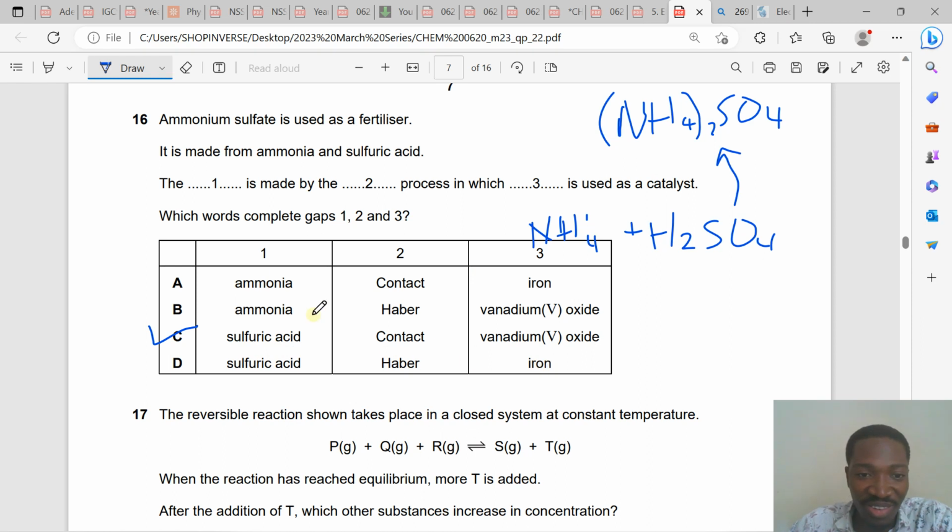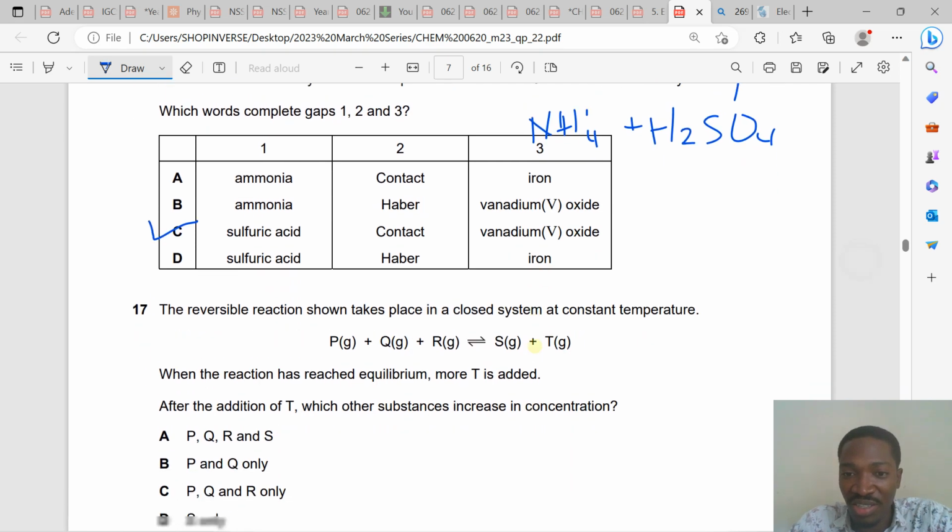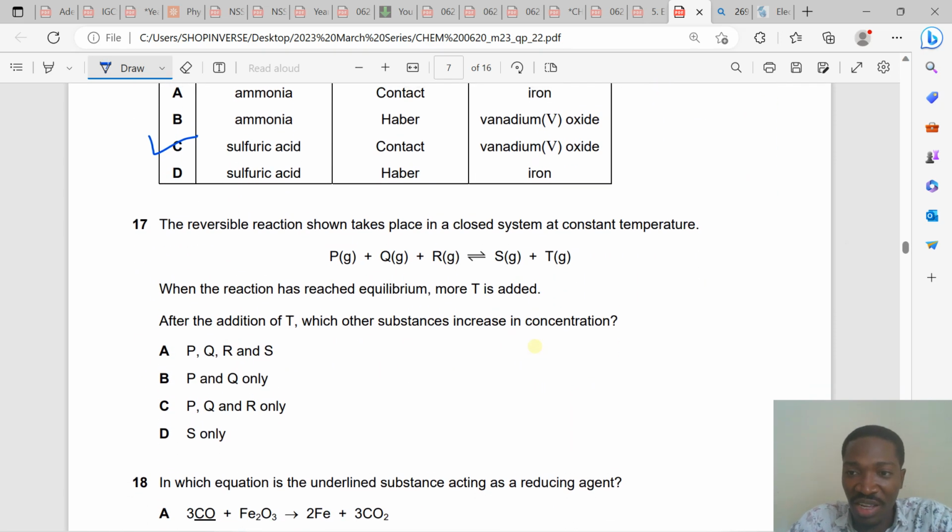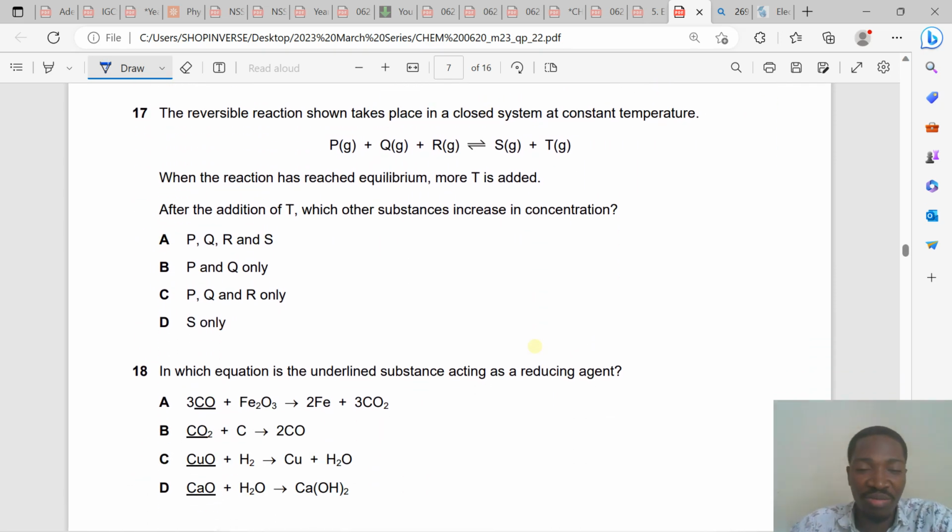You use iron. No, not ammonia. No, you are not starting with ammonia. You start with the acid. Sulfuric acid is made by the contact process. That's how you make the sulfuric acid, using vanadium oxide as a catalyst. Then from that, you can react with the ammonia and form your ammonium sulfate.